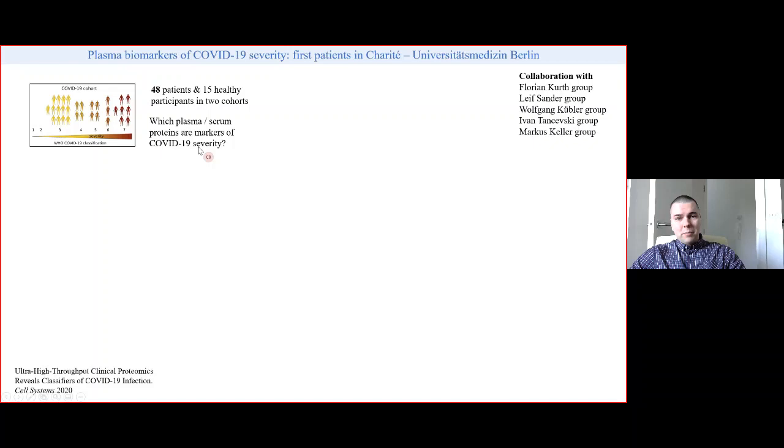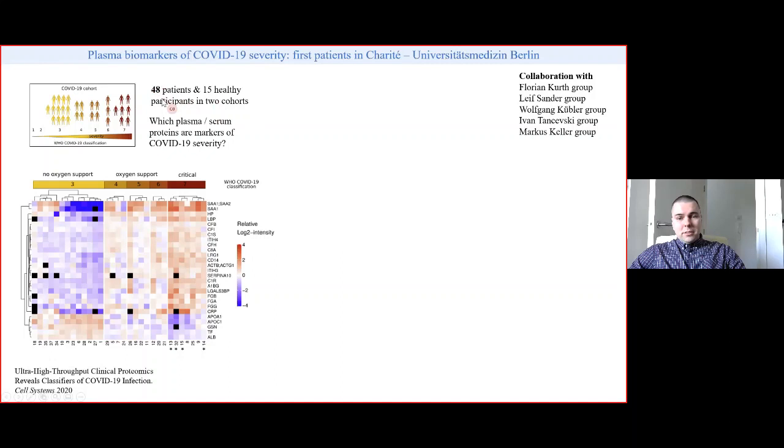We looked at two different cohorts, one plasma and one serum, and we identified 27 proteins differentially expressed in each of them. The way I can characterize this is that it is primarily an inflammatory response, with proteins like serum amyloid, fibrinogens, coagulation factors, and C-reactive protein. So inflammatory response is the main characteristic of how the patient responds to coronavirus disease on the proteome level.